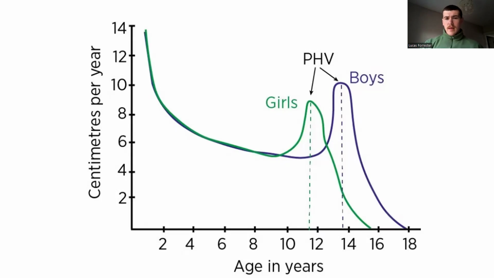In males, the average is going to be around 13 years old, and the same again, 12 months plus or minus that age. So it could be 12 years old, it could be 14, it could be 15, 16. So that is the peak height velocity. You can see that around this age, between 12 and 15, 16, there is this significant spike in growth, and that's just caused by hormonal changes in the body.